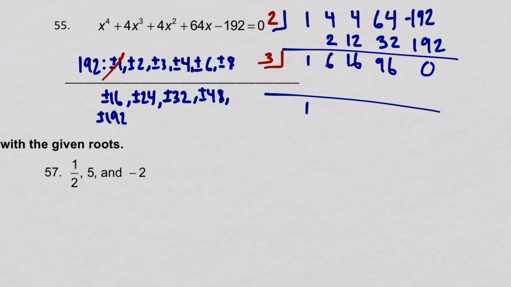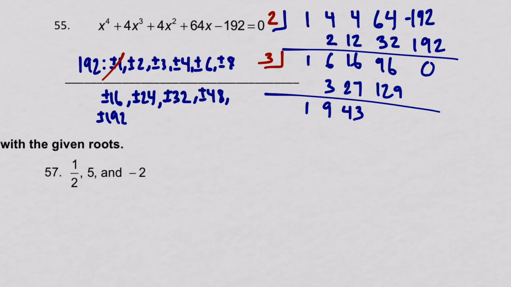Bring down the 1. 3 times 1 is 3. 6 and 3 make 9. 3 times 9 is 27. 16 plus 27 is going to be 43. 3 times 43 is going to be 129. So no, that doesn't work either.